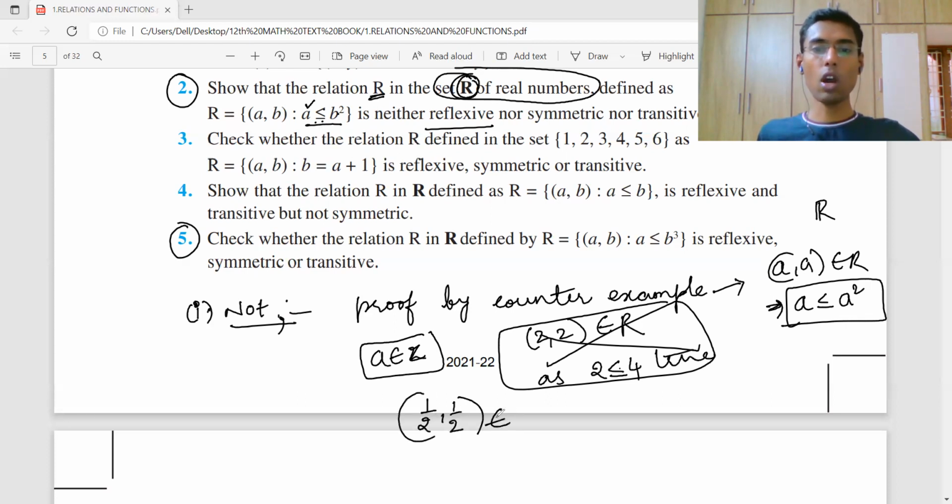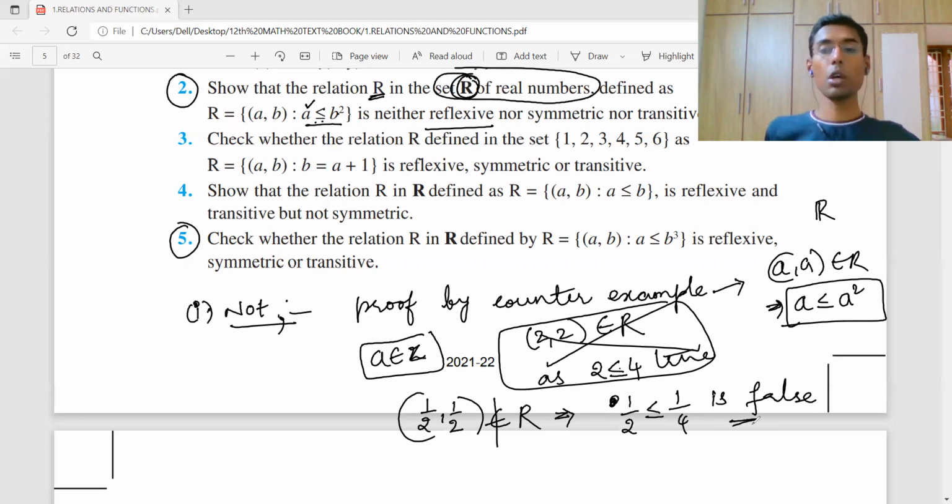1 by 2, 1 by 2 does not belong. Yes, sir. Got it. You told already, correct. After you told only I am writing. 1 by 2 is less than or equal to 1 by 4 is false. It's not true. Like this, you have to give an example.